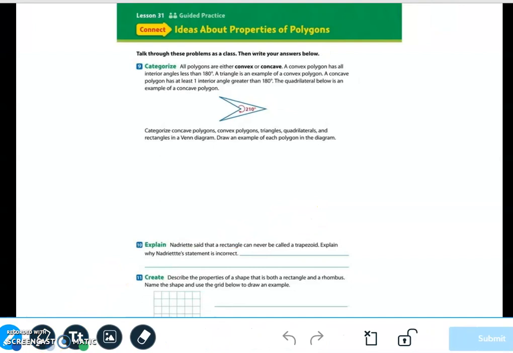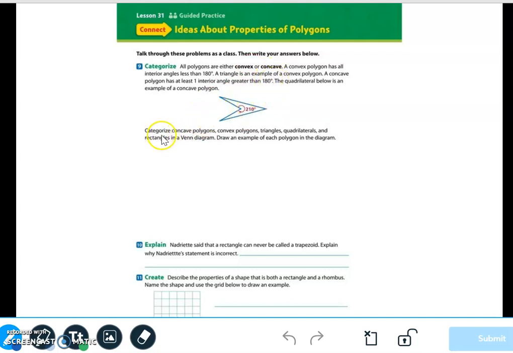Now we're on to our guided practice. Question 9. It says all polygons are either convex or concave. A convex polygon has an interior angle less than 180 degrees. A triangle is an example of a convex polygon. A concave polygon has at least one interior angle greater than 180 degrees. A quadrilateral below is an example of a concave polygon. So here we have an example of a concave polygon because this interior angle, 210, is greater than 180 degrees.